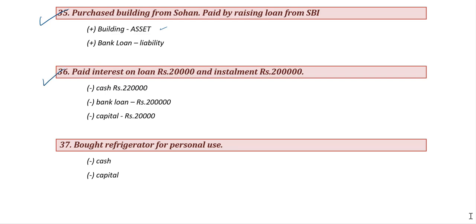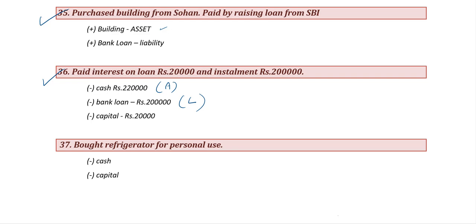Paid interest on loan 20,000 and installment rupees 2 lakh. The total cash paid is 2,20,000, and we need to deduct from cash. Cash is an asset. The installment of rupees 2 lakh we need to deduct from the amount of the loan. Loan is a liability. And the expense of 20,000 interest we need to deduct from capital because 20,000 is an expense.